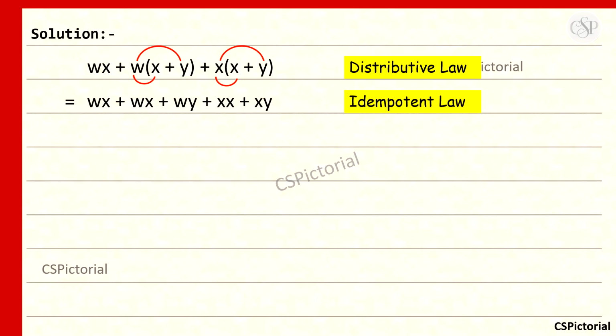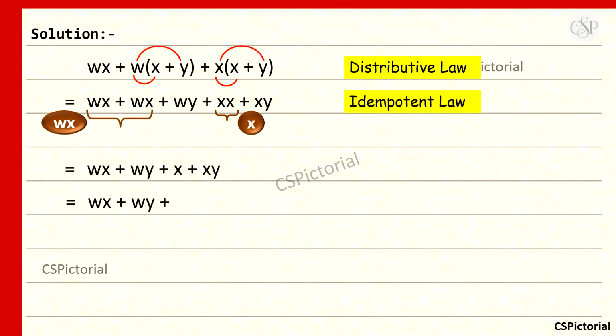Applying idempotent law, cancel out the recurrent terms. That is, wx plus wx can be replaced with a single wx. Now the expression becomes wx plus wy plus x plus xy. Take out the common term x and write 1 plus y within brackets. Annulment law makes 1 plus y equals 1.